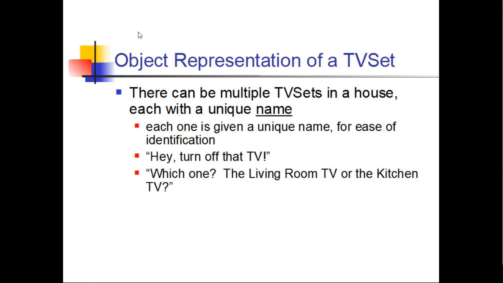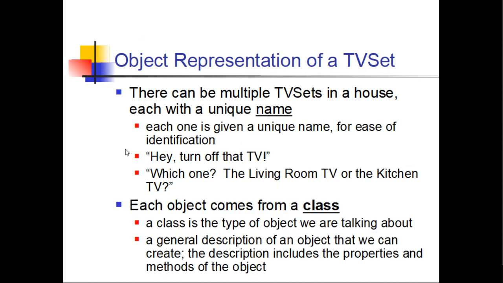So each one of those has to be uniquely identified. Okay. So the name has to be different from any other TV set or object that you have in your program. Okay, and now what are the properties and the capabilities of any particular object? They come from a standard general definition, which is called the class definition that the object is based on.